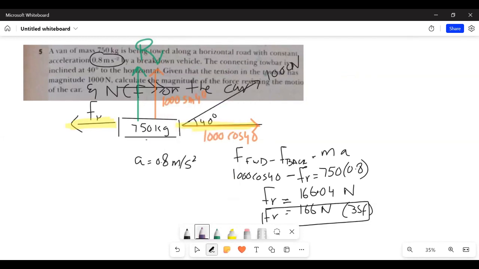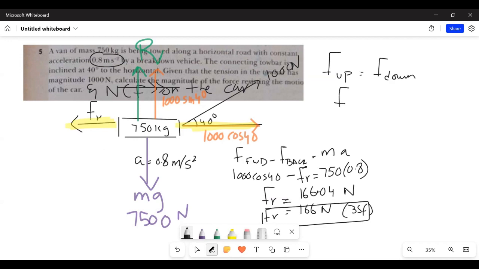So now you're going to equate the upward forces with the downward forces. This is mg, which is 750 times 10. So that's 7500 newtons. Okay. So now the other equation you're going to use is forces upwards equals forces downwards. You can write F up equals F down. There's no ma in this case because there's no motion in the vertical direction. The motion is in the horizontal direction. Up and down forces totally cancel each other out.